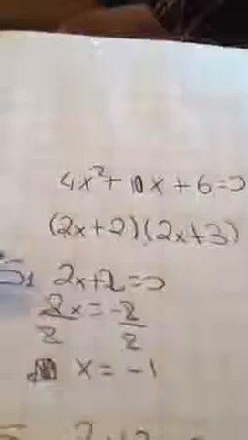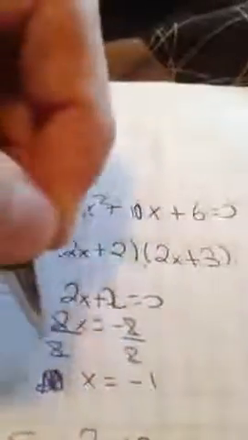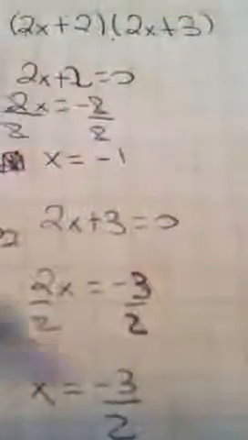So for solution 1, 2x plus 2 equals 0, and you subtract the 2, bring it over, and then you divide by 2, so you're left with x equals negative 1. And then solution 2, 2x plus 3 equals 0, you're going to subtract the 3 and then divide by 2, so x equals negative 3 halves. And that's it.